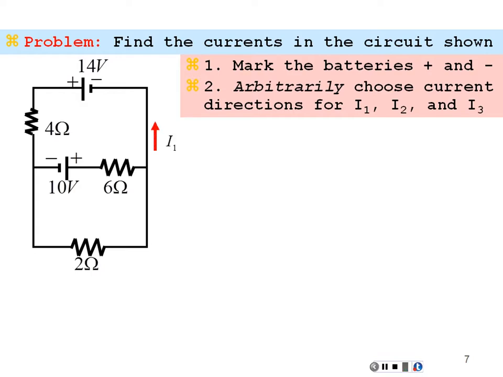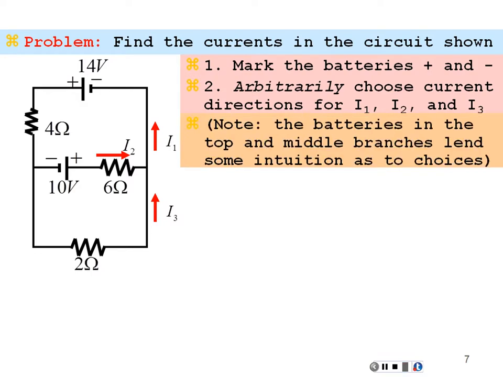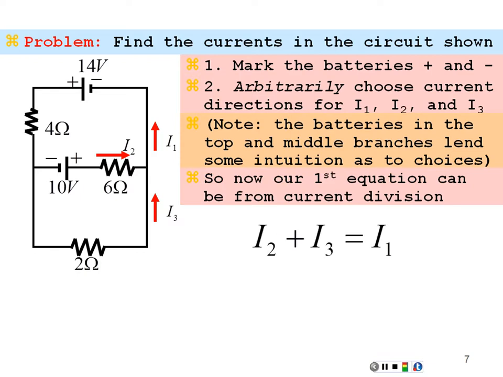So we have I1 flowing out of that junction with the battery direction. We have I2 flowing into that junction with the battery direction on that branch. And I'm also going to have I3 flowing into that junction such that I2 plus I3 equals I1. In fact, that'll be my first equation. Current I2 plus current I3 equals current I1 by current division.